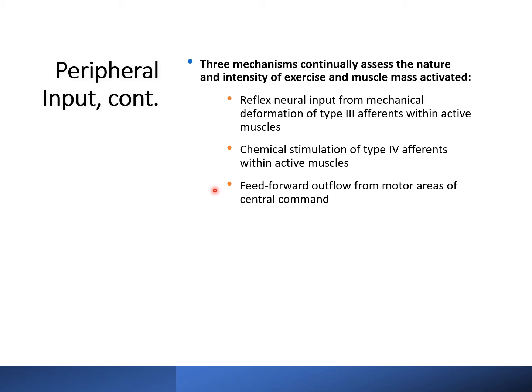And the third one is this feed-forward outflow from central command. So in your brain, you have a motor cortex. So when you start to activate muscle, it starts to fire that part of the motor cortex and say, hey, I need to start activating this. Like this part of my brain is turning on, so I am going to use that to send signal down to that muscle or down to those muscles that need more activity and more neural input.